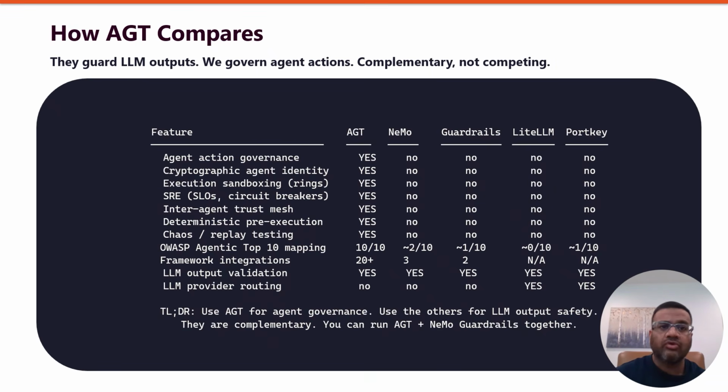I want to be honest about how AGT compares to other tools. This is important. There are a lot of good tools: NeMo Guardrails, Guardrails AI, LiteLLM. They solve real problems. They solve different problems. They guard LLM outputs, what the model says. AGT governs agent actions, what the agent does. So they are all complementary. You can run AGT plus NeMo Guardrails and everything together.